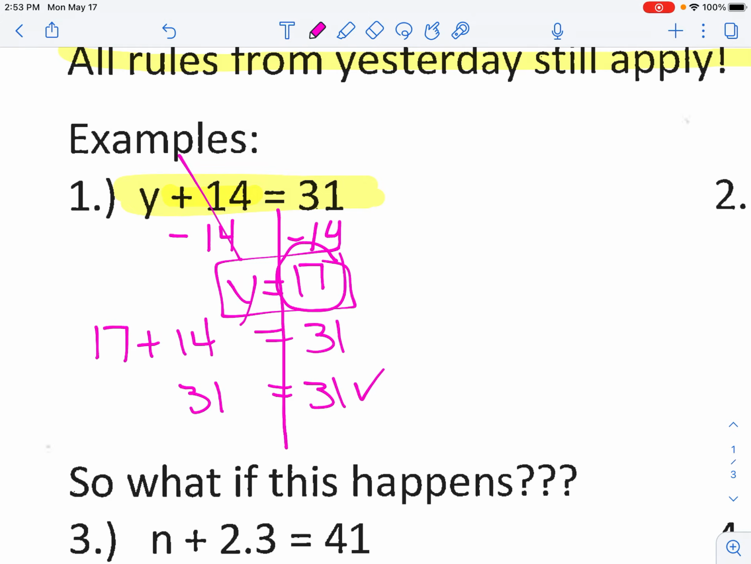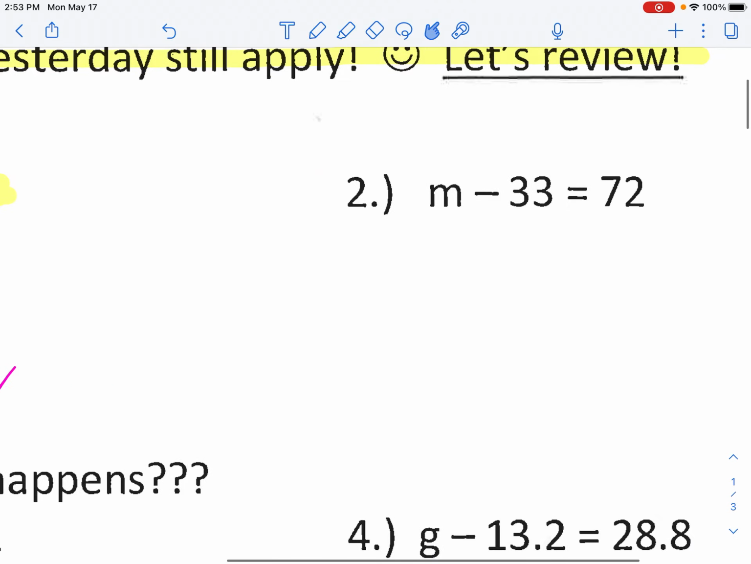Remember that every problem of solving a one-step equation should have 4 lines. So the first line is showing your inverse operation. Your second line, you box your solution. The third line is substitution, and the fourth line is your check. Inverse operation, solution, substitute, check.